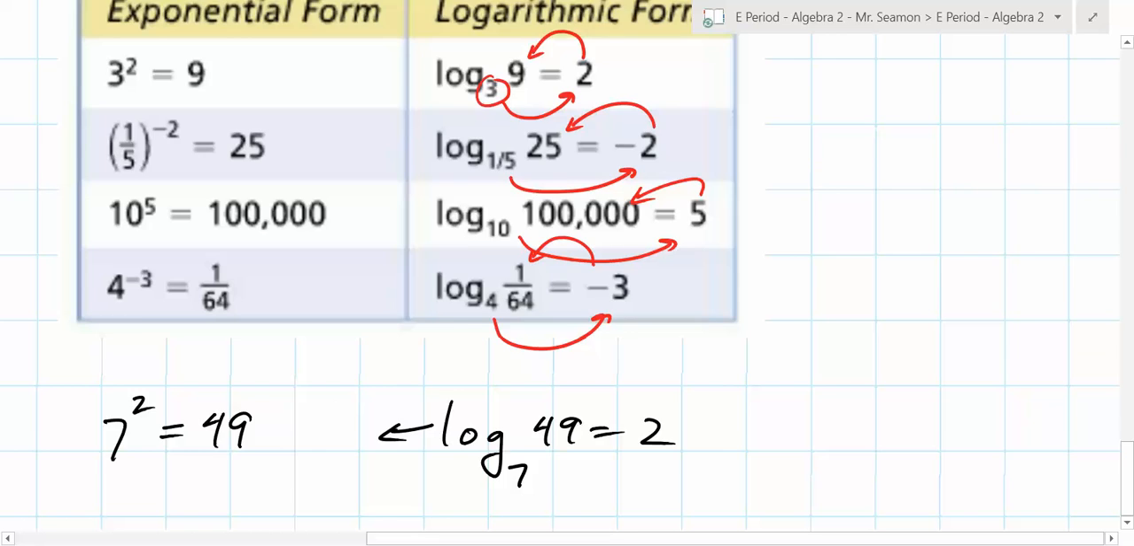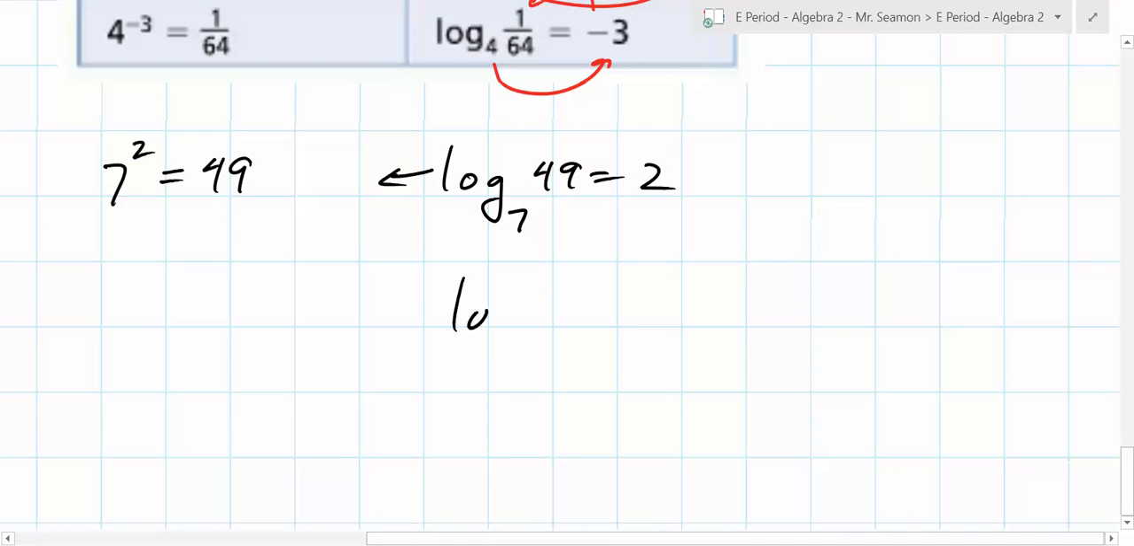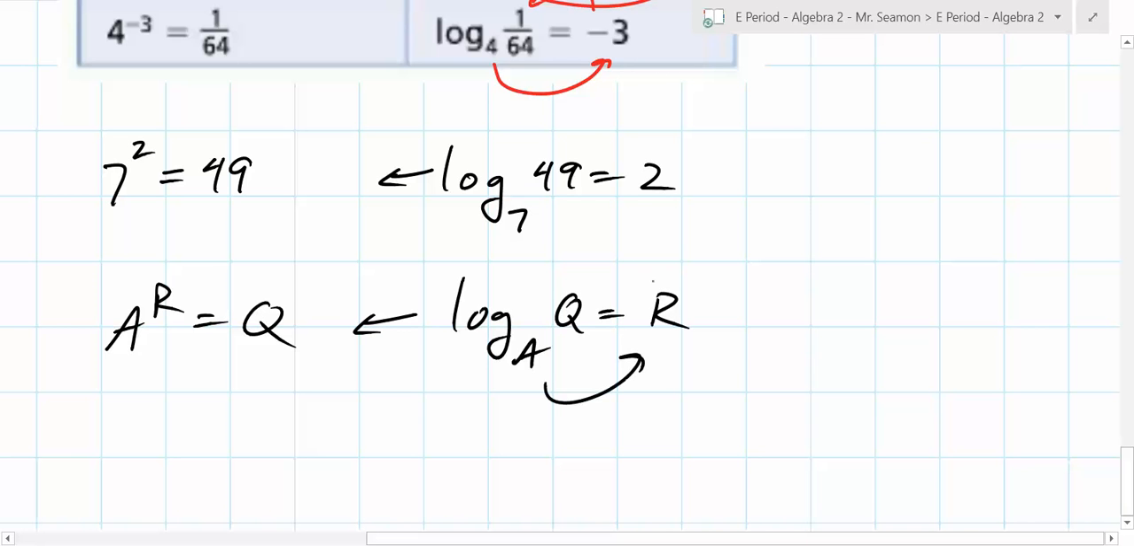You have to know all three. Well, you'd have to have something there. It doesn't matter if it's a number or not. For example, I could have log base a of q is equal to r. Can someone tell me what that is in exponential form? Exactly. So, you go from a to the r equals q.